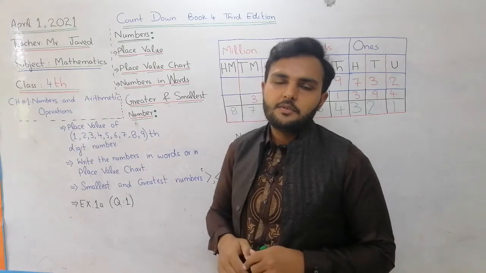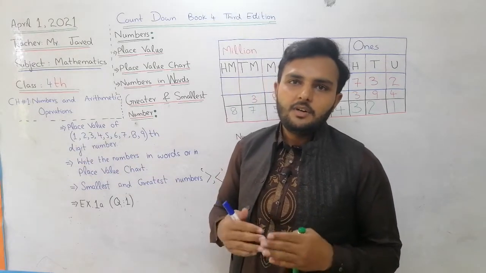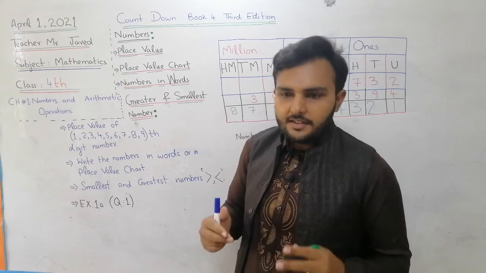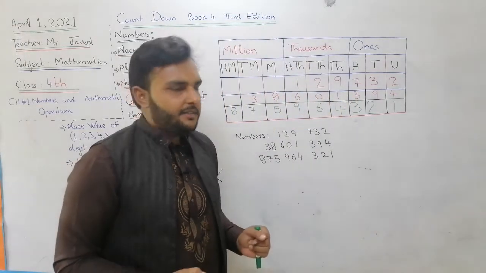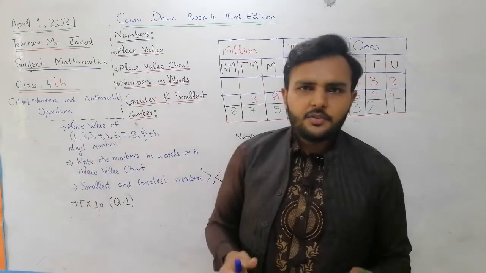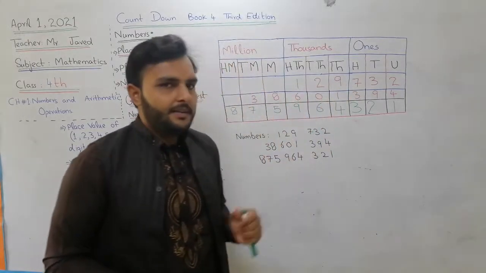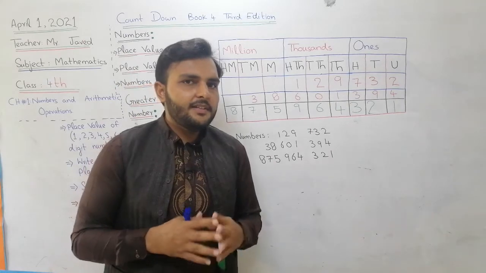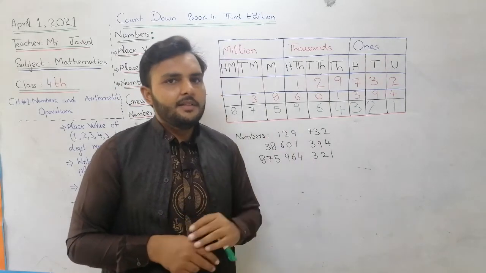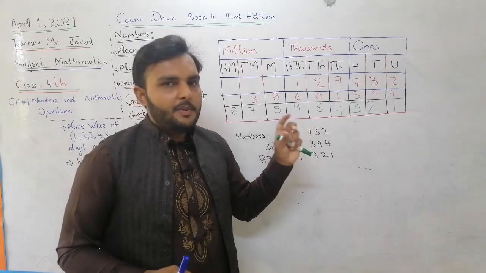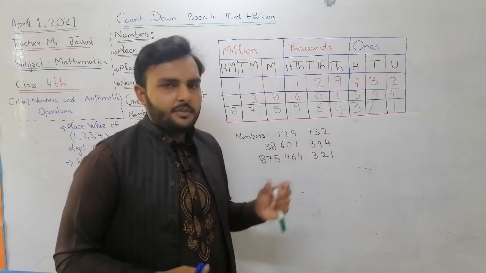First of all, we have to discuss numbers that you already studied in the previous class. So these are the same numbers. Before going forward, we have to learn a table. This is basically the international standard table. After learning this table, you will come to know how to write the numbers.